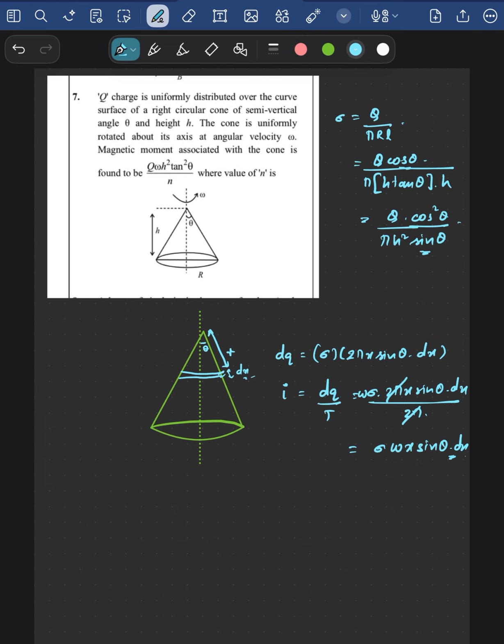For now, we have written the current. We have written the current in this loop in terms of sigma and x, and the value of current turns out to be sigma omega x into sin theta into dx. So what's your magnetic moment of this loop?